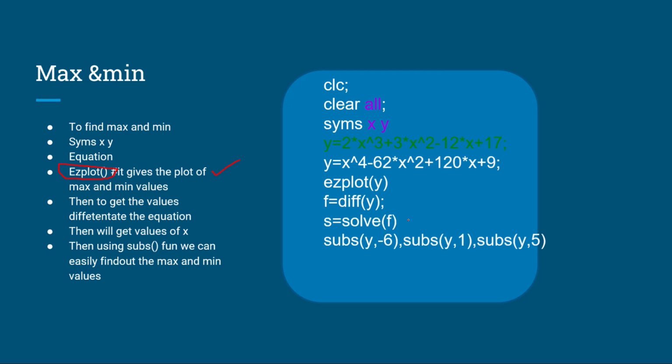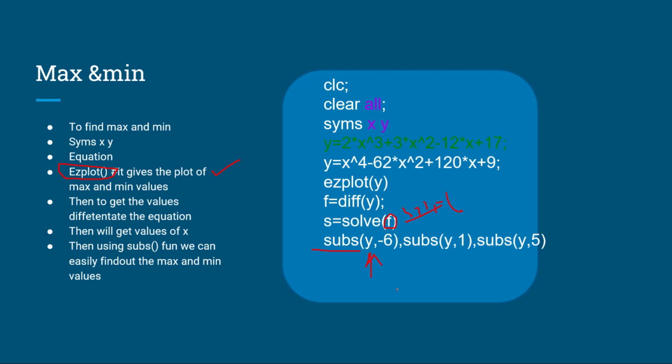function. In the previous session we talked about differentiation and how to get the roots. In this way we will get the values of x, which are 5, 1, minus 6. And by using the subs function, the substitution function, in short notation in MATLAB we use subs. Subs is used to substitute. So what is the equation we have, y, and what are the x values. Now execute this program and let's check whether it is working or not.